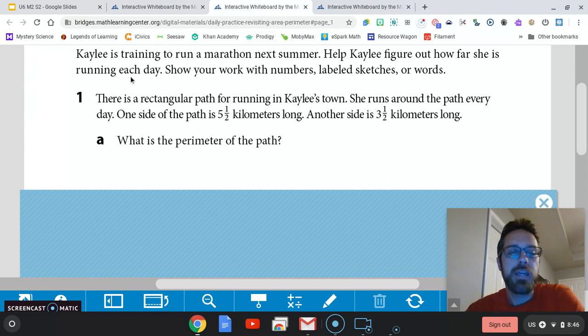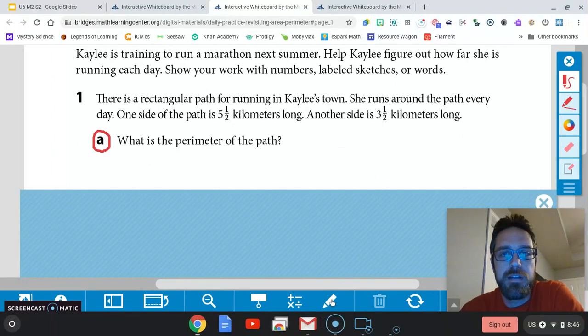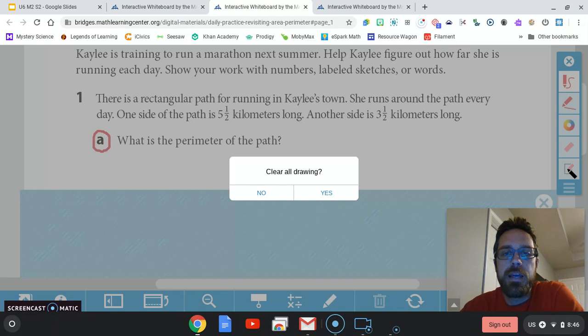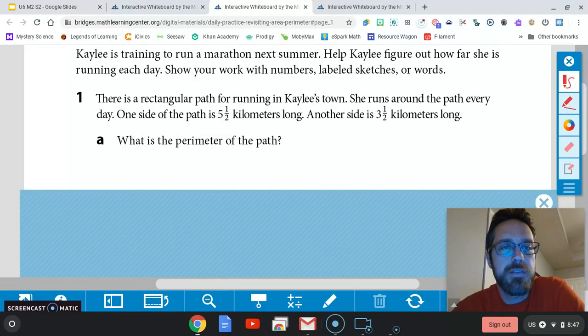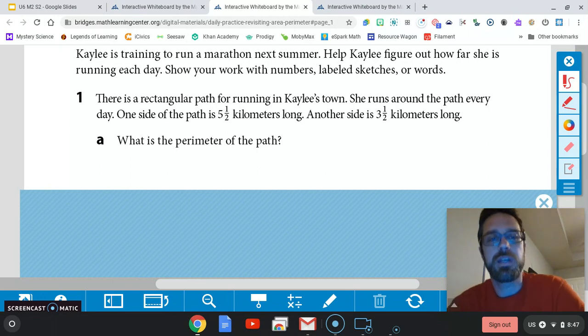It says, Kaylee is training to run a marathon next summer. Help Kaylee figure out how far she is running each day. Show your work with numbers, labels, sketches, or words.